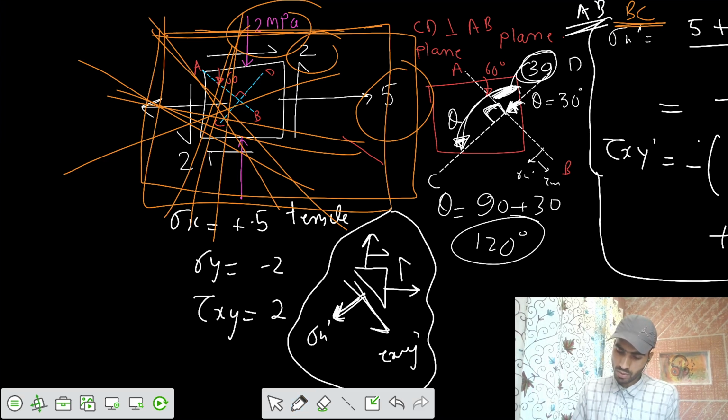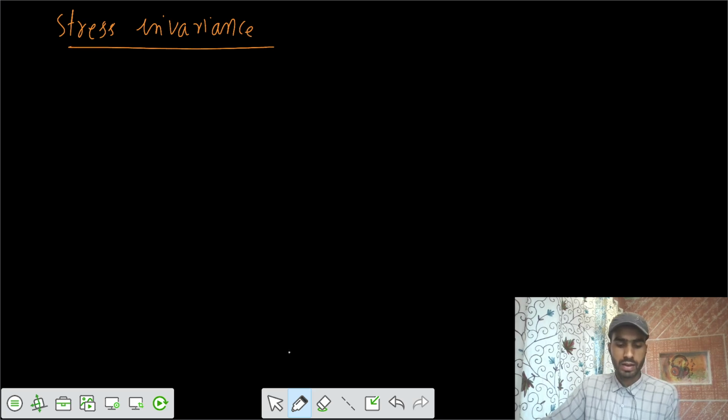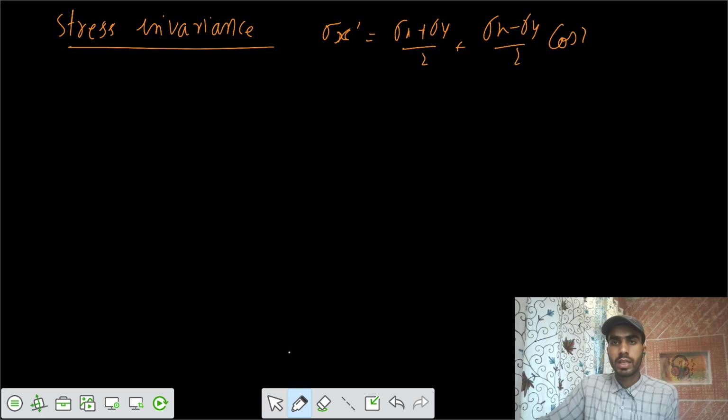So we got this one also. We got this one also. We got this one also. One concept is there, that is stress invariance. We have the equation that sigma x dash equals sigma x plus sigma y by 2 plus sigma x minus sigma y by 2 cos 2 theta plus tau xy sine 2 theta.